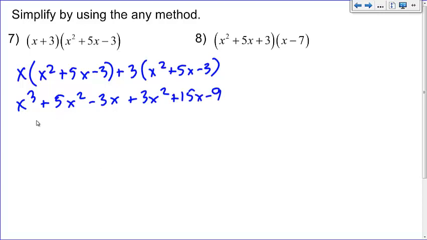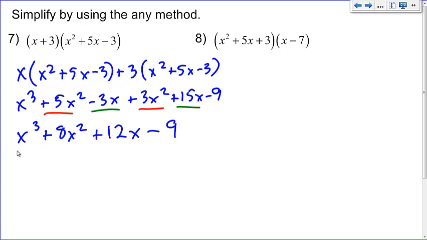So again, I have the job to combine all like terms. I notice there's only one x cubed term. It's right there. But notice that I have a 5x squared and a 3x squared. I can add those together. Also, I have minus 3x and plus 15x, so that sums to 12x, and then I have a minus 9 out there all alone. All right, there's that method.